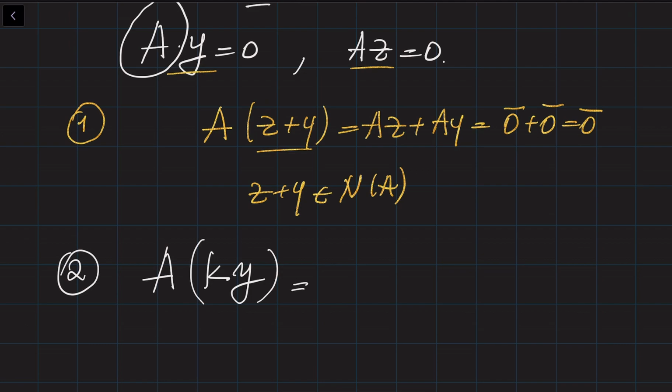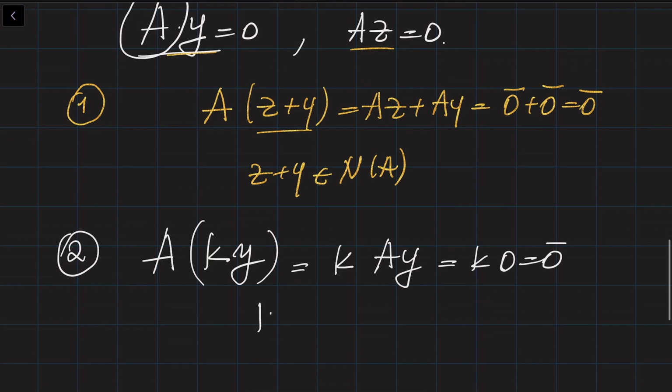Since K is a constant, I can write this as a constant times AY. Since AY is equal to 0 because Y is from the null space, then it becomes K times the 0, which is equal to the 0 vector. And again, K times Y is also going to be from the null space. So you see, the null space is a valid vector subspace.